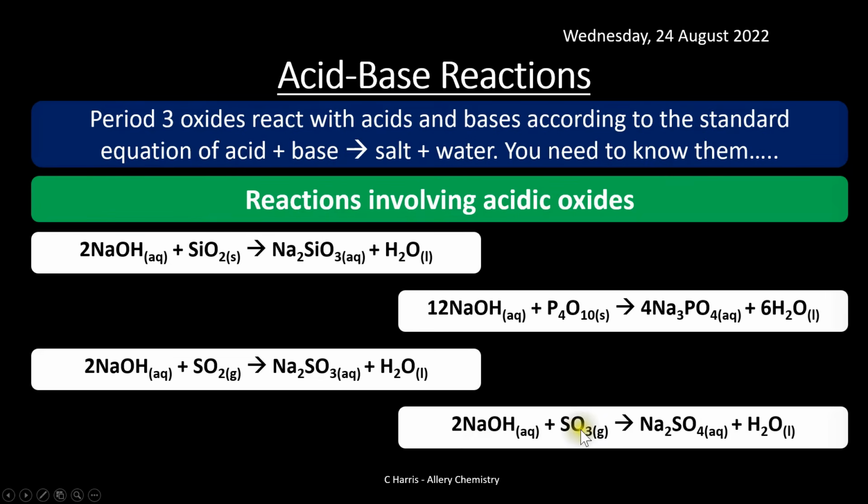And then you've got SO3, this is sodium sulfate, sorry. SO3 reacting with sodium hydroxide to form sodium sulfate and water. Okay, so all of these reactions, you just need to be aware of them. It's really important. A lot of them is just applying a basic principle of salt plus water. Make sure you're familiar with them.